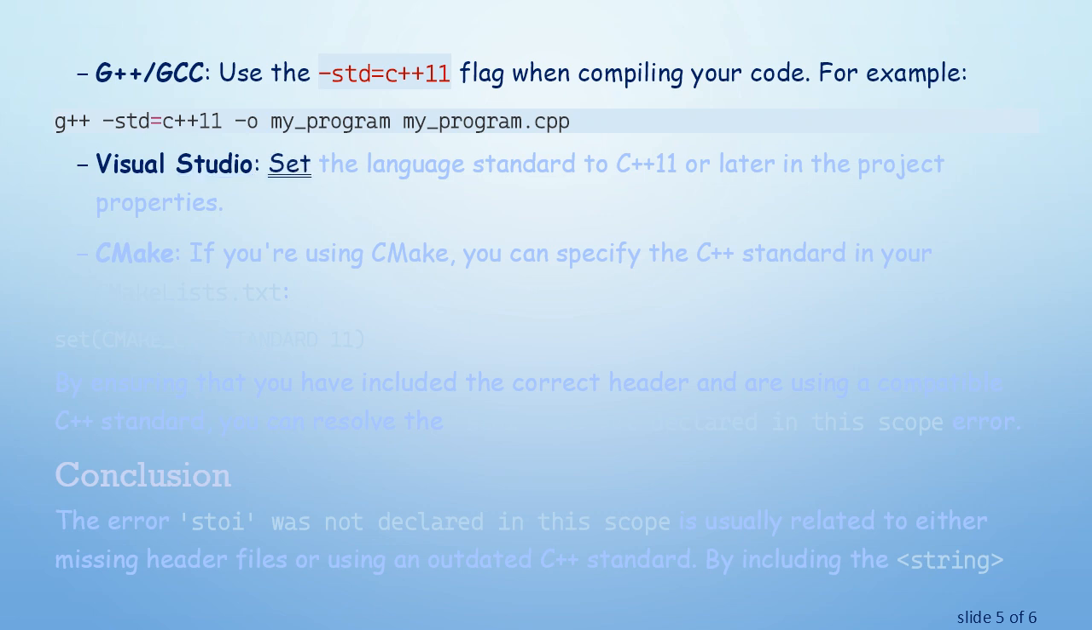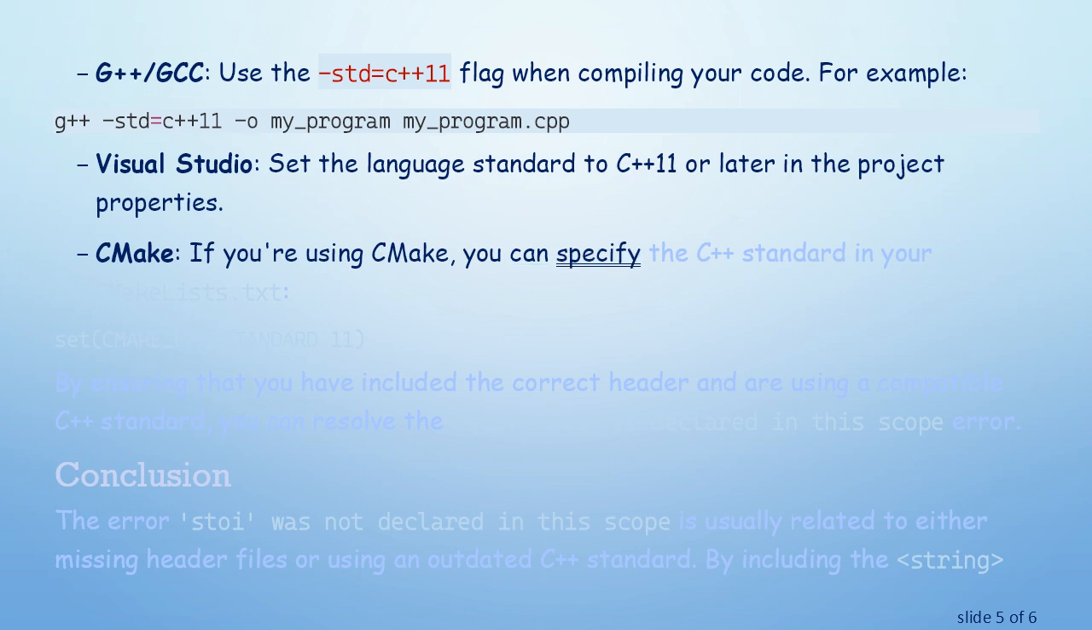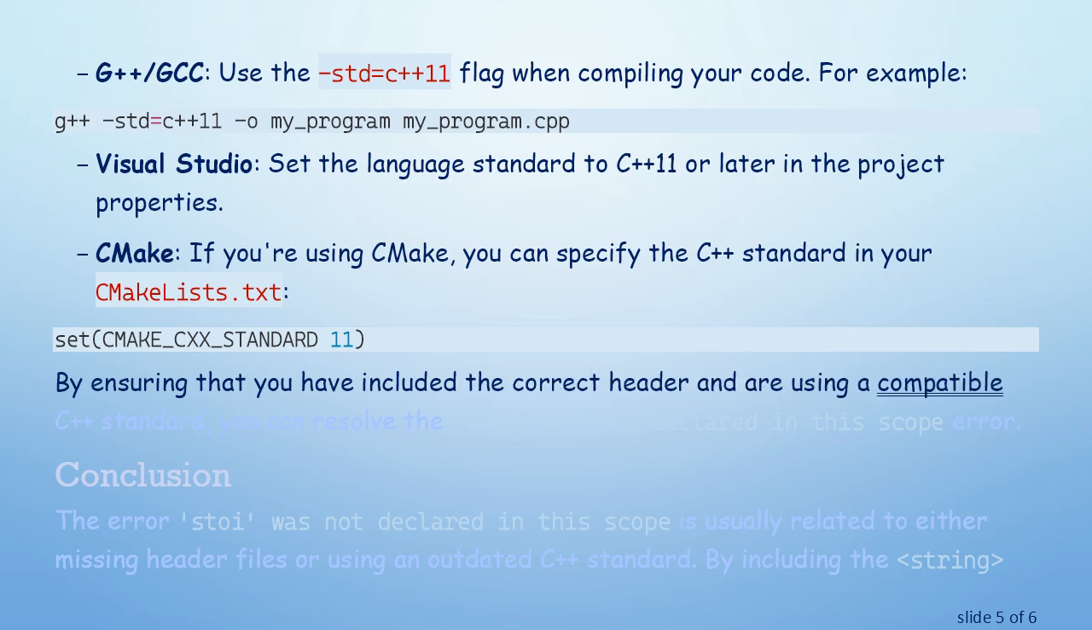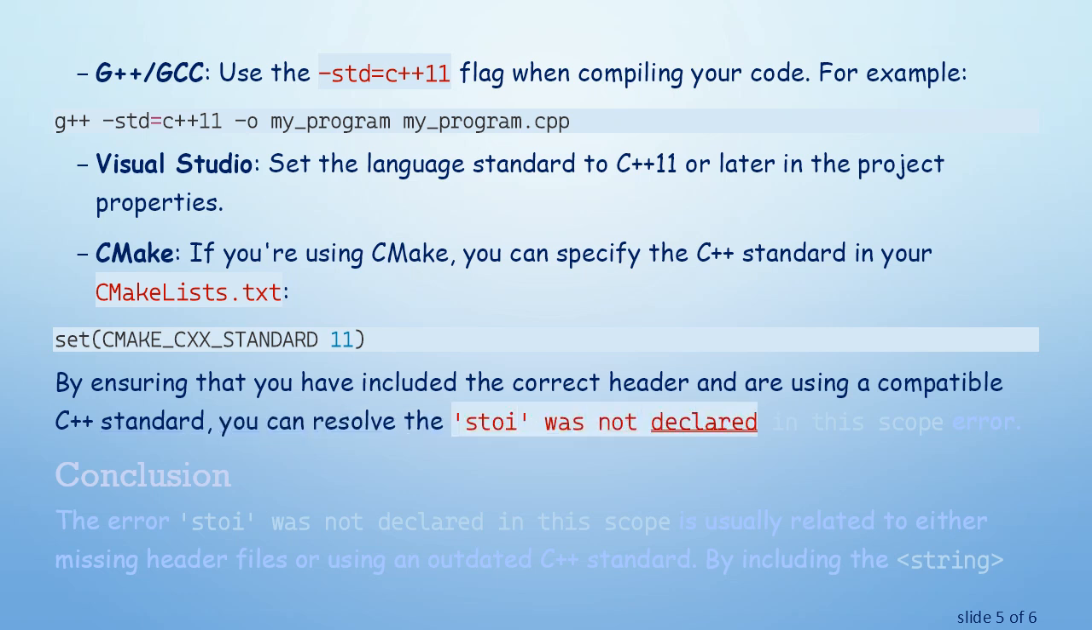Visual Studio: set the language standard to C++11 or later in the project properties. CMake: if you're using CMake, you can specify the C++ standard in your CMakeLists.txt. By ensuring that you have included the correct header and are using a compatible C++ standard, you can resolve the "stoi was not declared in this scope" error.